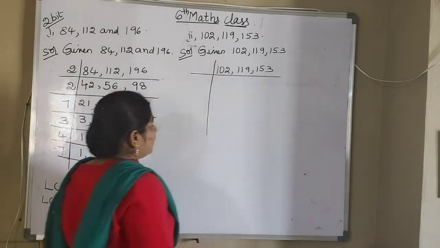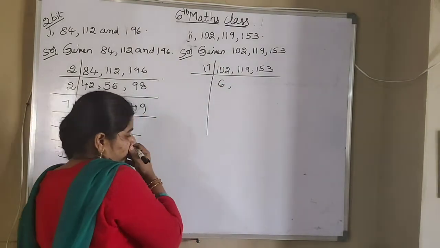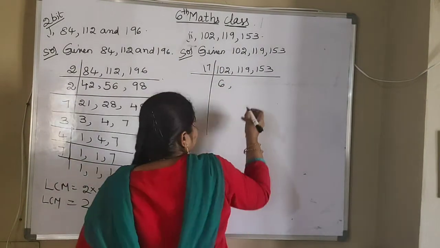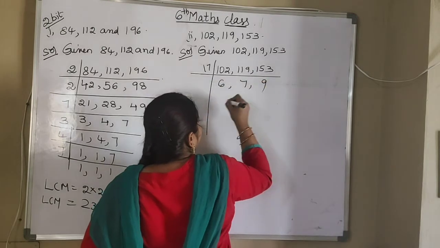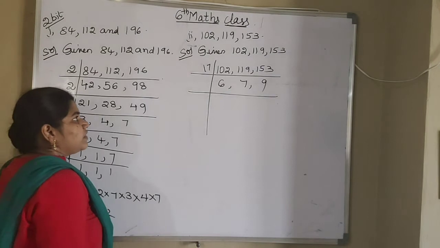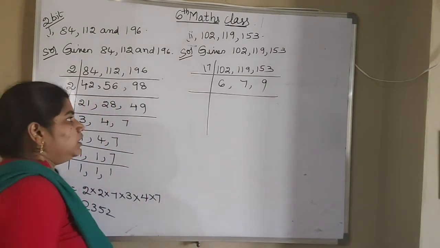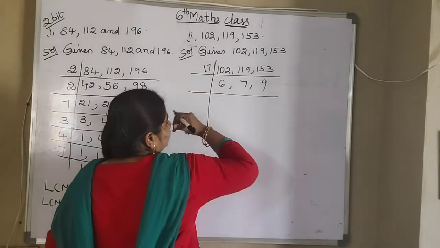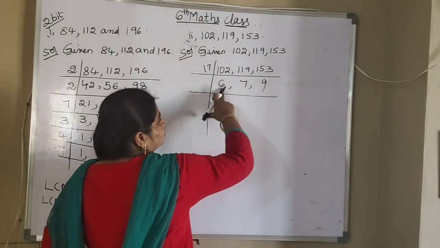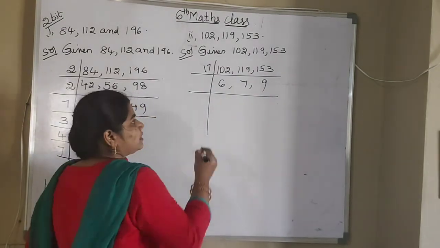So these three values will go in the 17 table. That is 17 6s, next is 17 7s, 17 9s. Okay, so 17 6s is 102, 17 7s are 119, 17 9s are 153. So now what is the common factor we can take? 6 will go in the 3 table and also 9 will go in the 3 table. So I am taking it as 3 here.